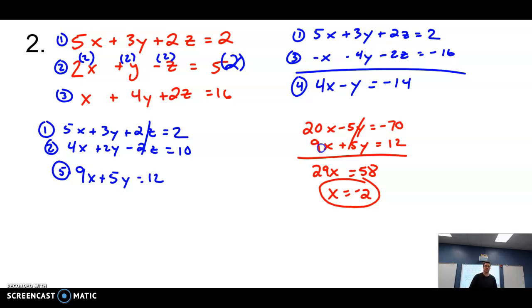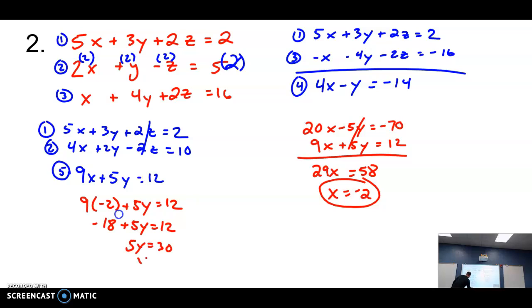Now we go backwards. So you go either here or you go here and plug in x. I'll go here just because the 5's positive. I don't like dealing with negative variables. So we got 9 times -2 plus 5y equals 12, -18. So 5y equals 30. So y equals 6. Now you have y equals 6 and you have x equals -2.